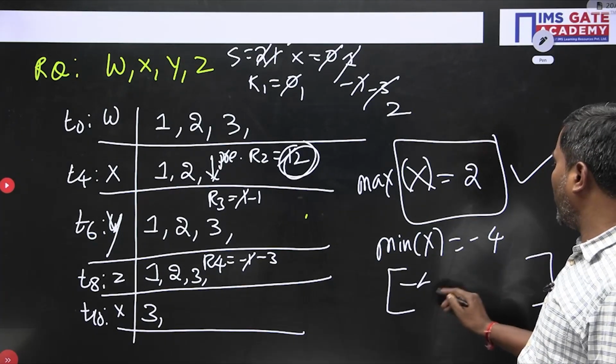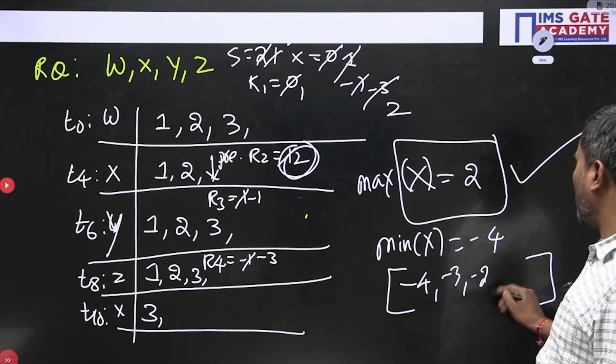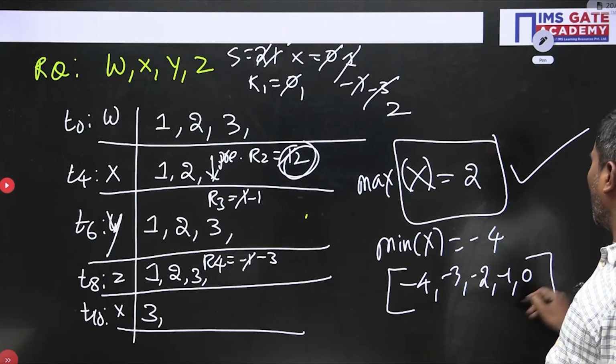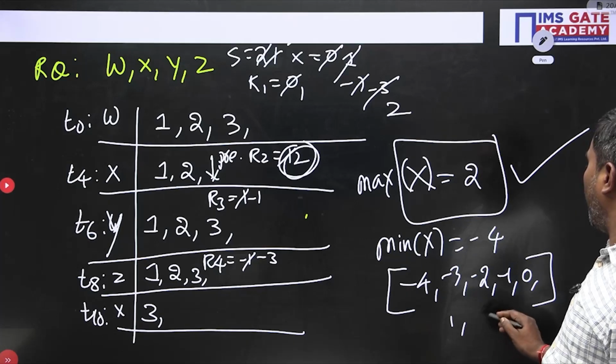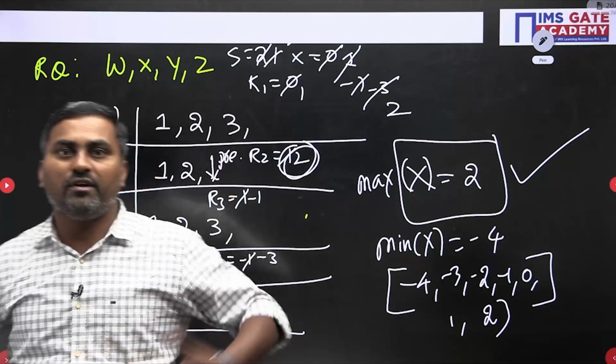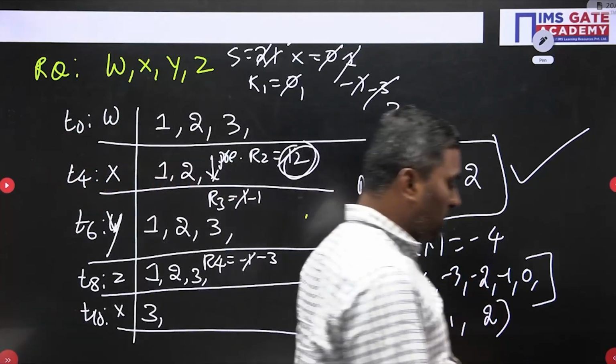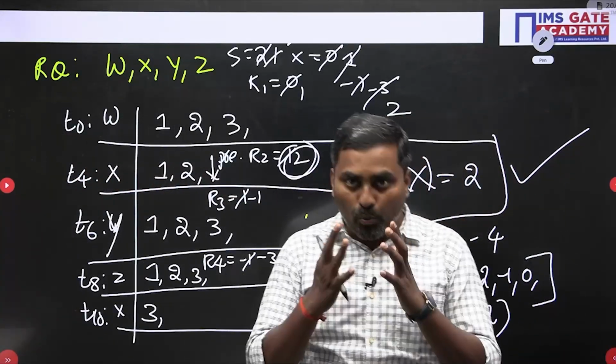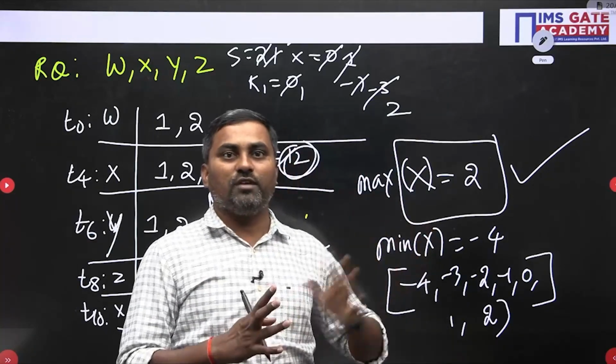So -4 it can print, -3 it can print, -2 possible, -1 possible, 0 possible, 1 possible, and 2 also possible. These are the possible values it can have. So in different years, different types of questions we can expect on the concurrency area. So I hope you understand the solution for this question.